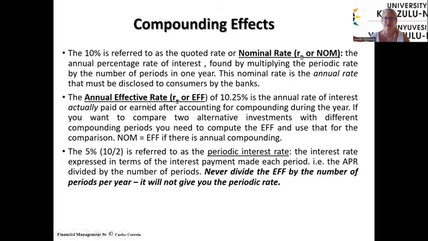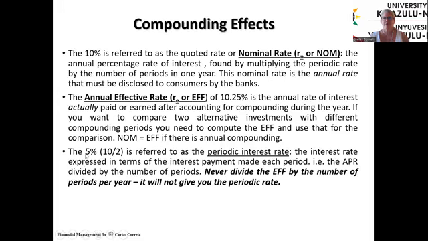Your annual effective rate, on the other hand, EFF percent in your calculator, or RE in the previous formulae, which was 10.25% in our example, that's the annual rate of interest that you'll actually be paid, actually have to pay or earn, depending on whether you're borrowing or investing, after accounting for the effects of compounding during the year. And if you want to compare two alternative investments or loans with different compounding periods, you can't just compare them on the basis of their nominal quoted rates. You need to compute their effective rates and use that for your comparison. Okay.